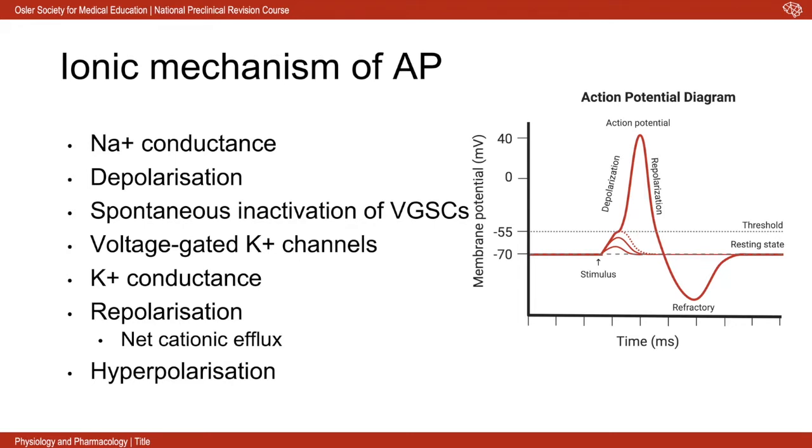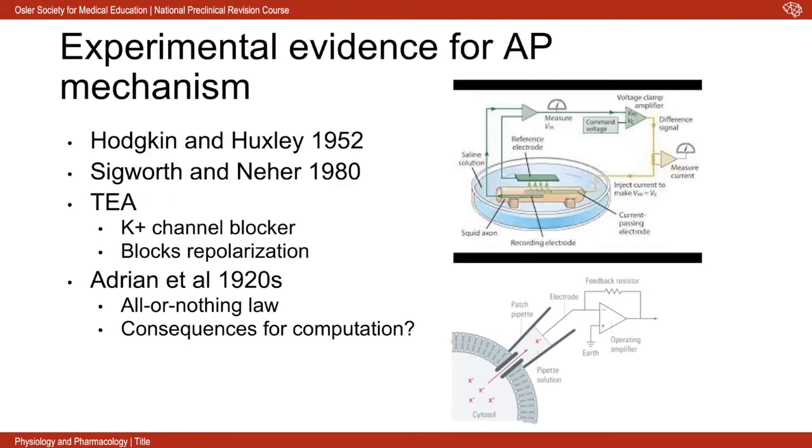The efflux of potassium gradually increases, and the influx of sodium simultaneously decreases due to the spontaneous inactivation of sodium channels discussed earlier. And this overall leads to a net efflux of positive charge, causing repolarization. And the increased potassium conductance continues for slightly longer than necessary for repolarization, causing the hyperpolarization stage shown in the diagram.